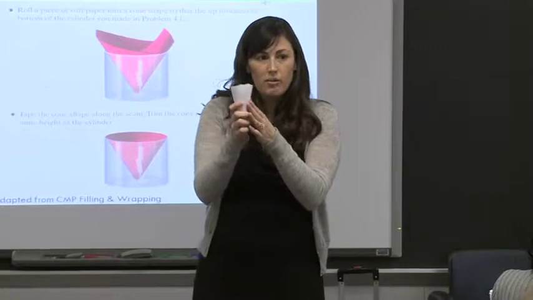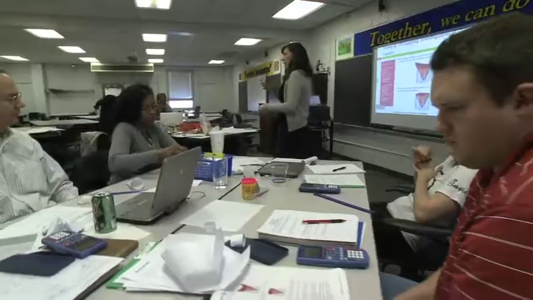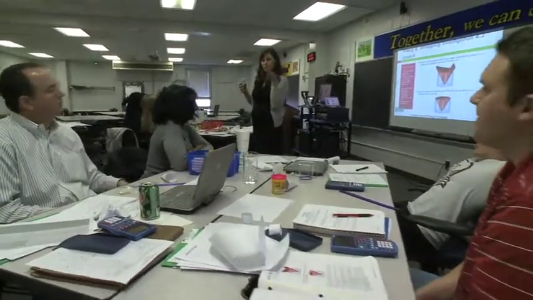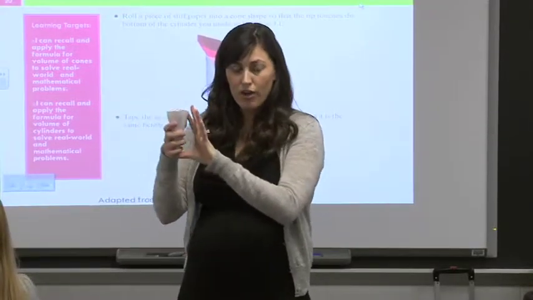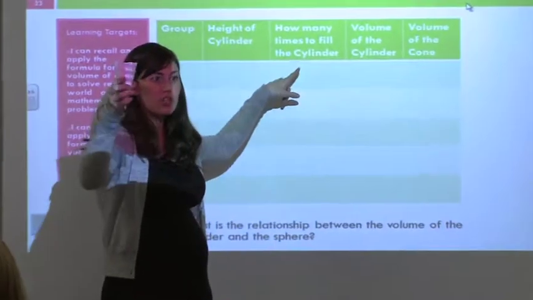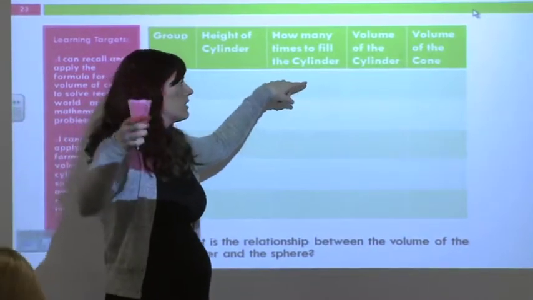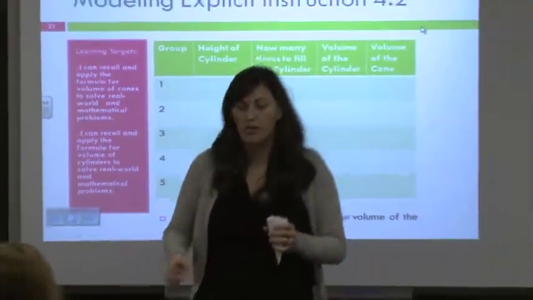So you're going to take your volume of the cone and dump it into your cylinder, and do this however many times you need until the cylinder is filled. We're looking for, again, like we did with the sphere, the relationship between the volume of the cone and the volume of the cylinder. We're going to be collecting data on the height of your cylinder. You need to measure the height of your cylinder and how many times it took to fill your cylinder with your cone of rice. Then we're going to figure out the volume of the cylinder and the volume of the cone. Okay, does everybody understand the task?